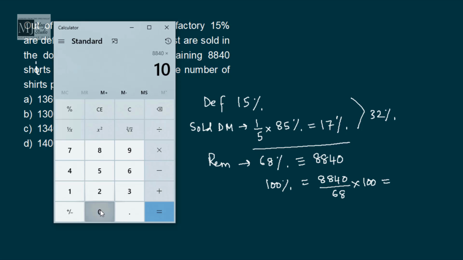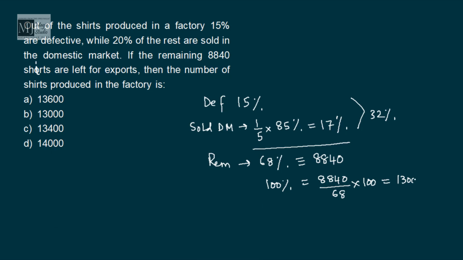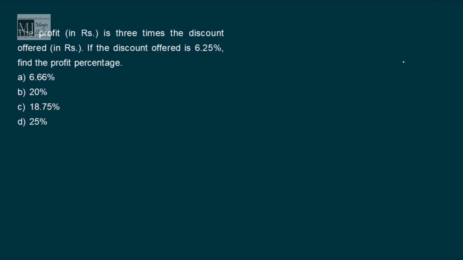8840 into 100 divided by 68 is 13,000. Number of shirts produced in the factory are 13,000. Option B. The profit in rupees is 3 times the discount offer in rupees. That means if discount offered is rupees X, then profit earned is rupees 3x.